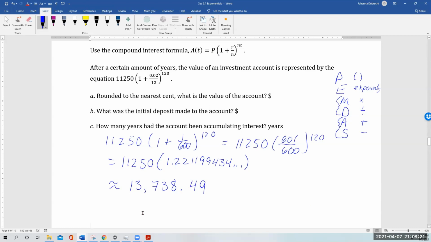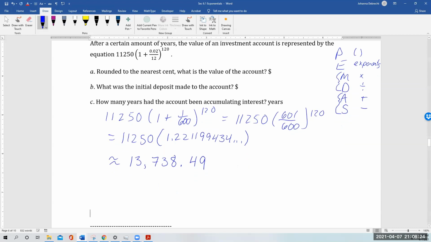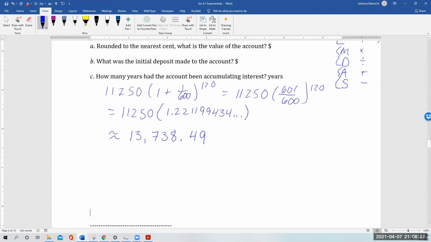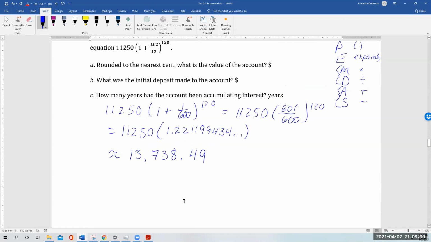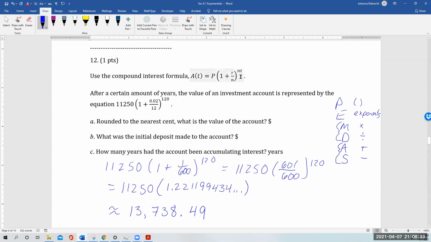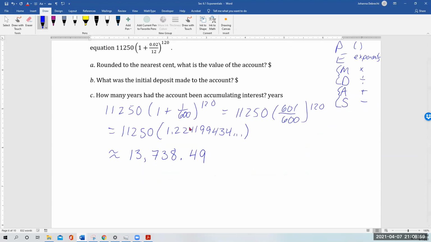What was the initial deposit made to the account? Remember, an initial deposit or an initial amount is what was there when time was 0. In the formula, t equals 0 means that the exponent would be 0. If the exponent is 0, then the entire base, which is the parentheses 1 plus 0.02 divided by 12 raised to the 0th power, would be 1. That tells me that I would end up with $11,250 for the initial amount. That's our answer for part B.